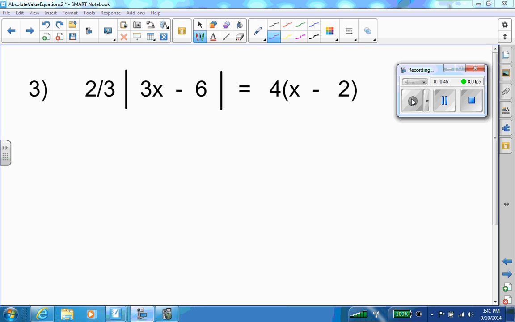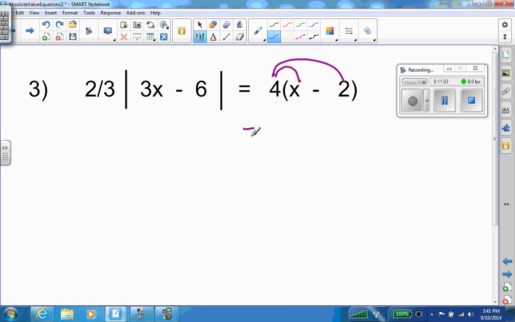In this third problem, we are going to have to isolate the absolute value bars, but if you'll notice on the right side, we have a 4 in front of a quantity x minus 2. Now, x minus 2 is not in an absolute value quantity, so here we actually are going to use the distributive property to remove those parentheses to start. So that's going to be 4x minus 8. And I'm rewriting the left side, 2/3 times absolute value of 3x minus 6.